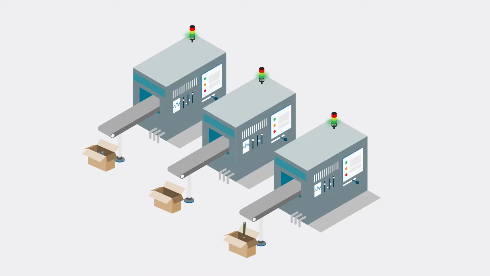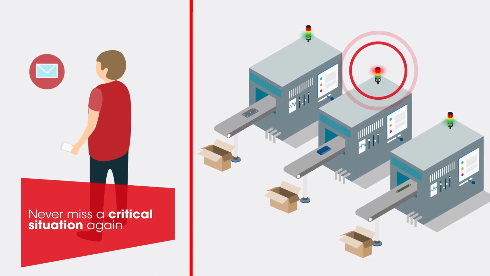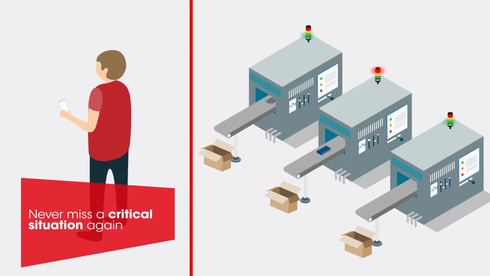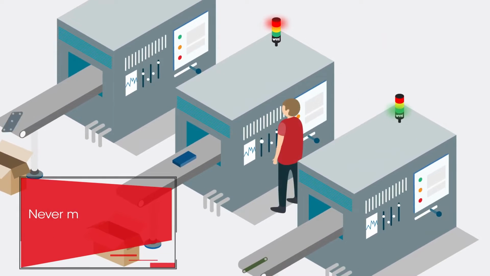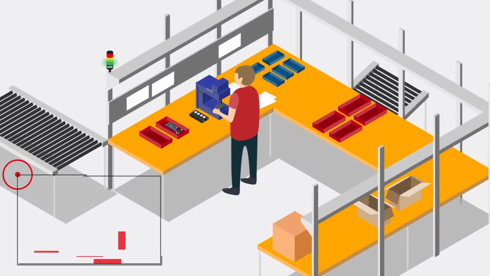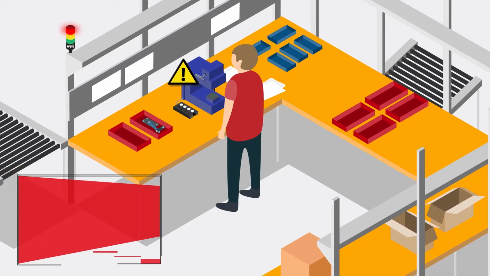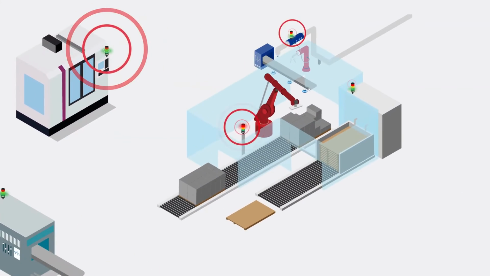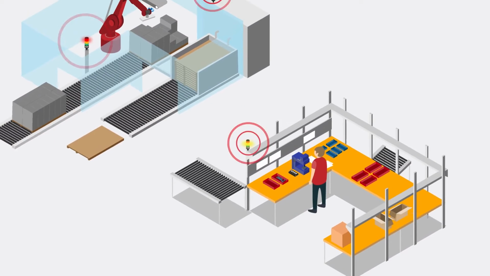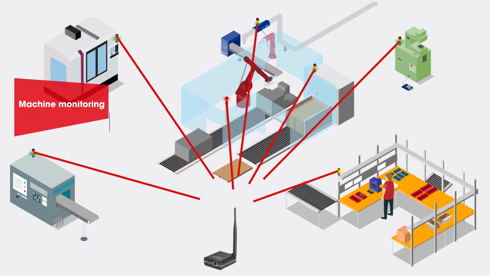Keep track of your processes with SmartMONITOR. With signal devices, the control station module, or a message on your smartphone, you can shorten response times and optimize your manufacturing process with the guarantee that you will never miss a critical situation. Even manual workstations can be easily integrated into the system. This makes SmartMONITOR unique. Networking all machines, regardless of age and manufacturer, gives you a quick overview of your manufacturing processes to make them faster, more streamlined, and more efficient.